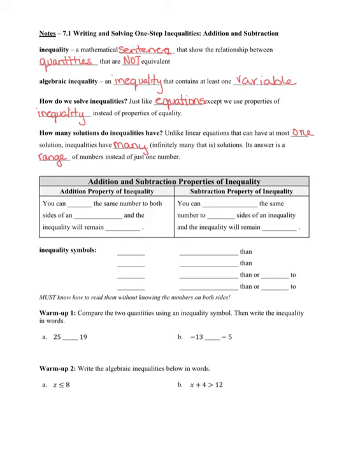So now let's take a look at the properties of inequality, specifically with addition and subtraction. So the addition property of inequality states that you can add the same number to both sides of an inequality and the inequality will remain true. So recall back to solving equations from Module 6. We know that whatever you do to one side, you must also do to the other, and that holds true with inequalities as well. And then we have the subtraction property of inequality that states that we can subtract the same number from both sides of the inequality, and the inequality will still remain true.